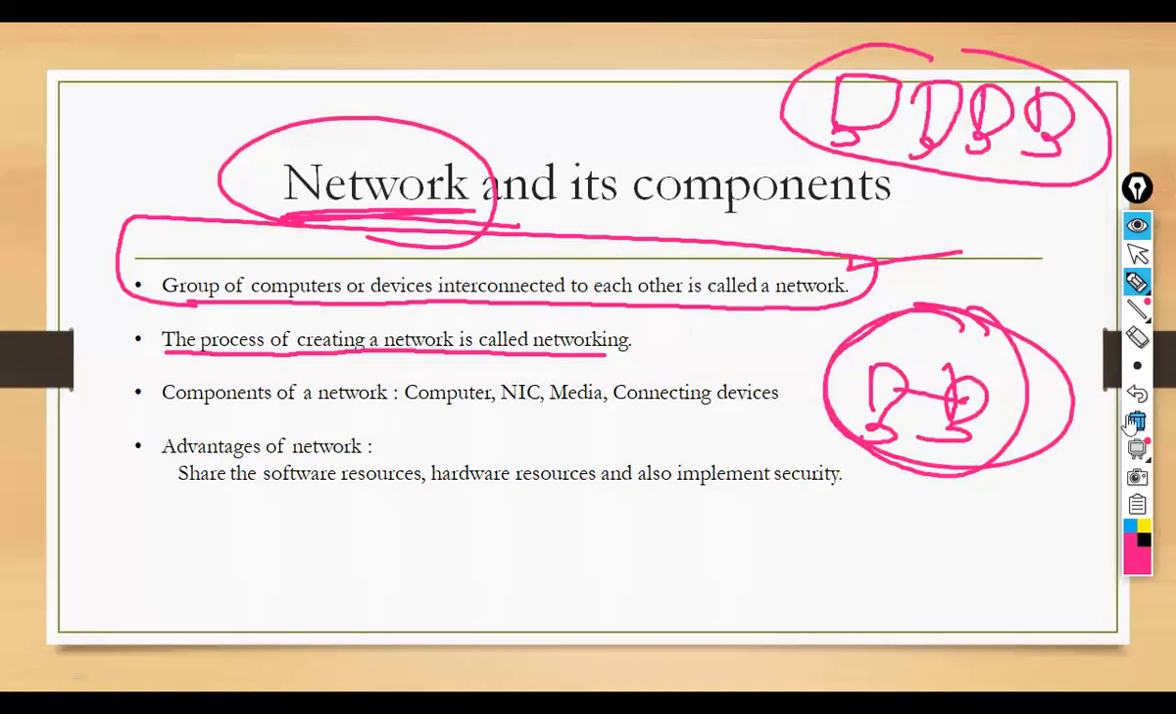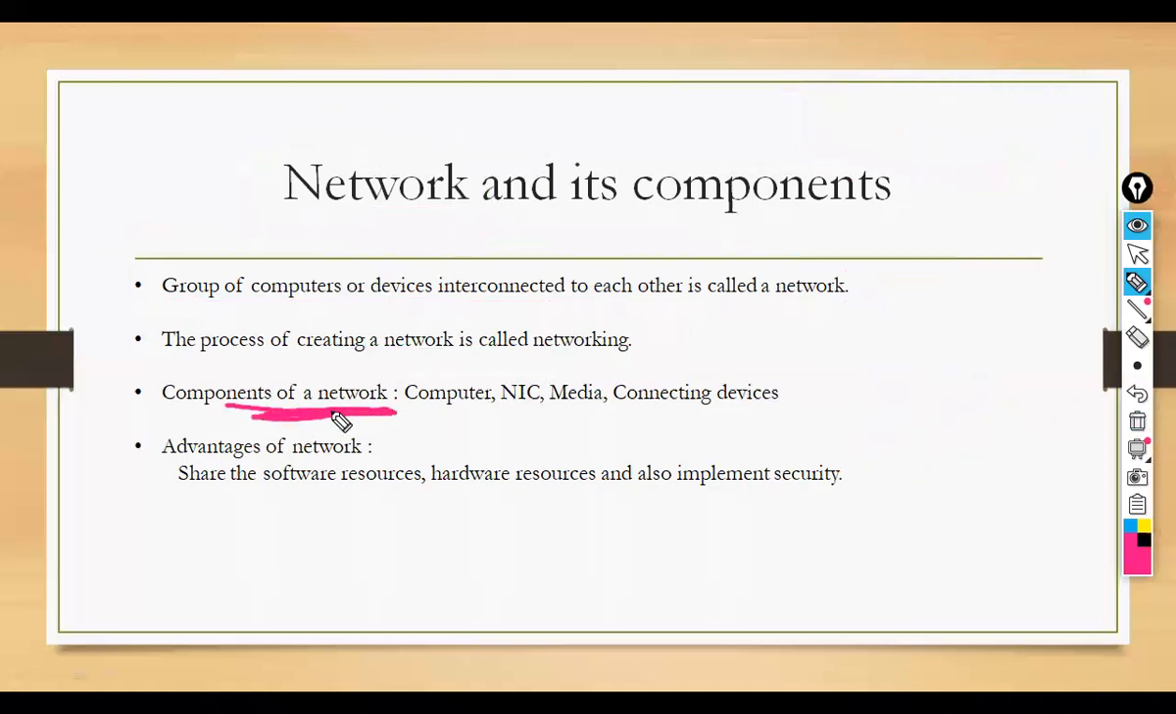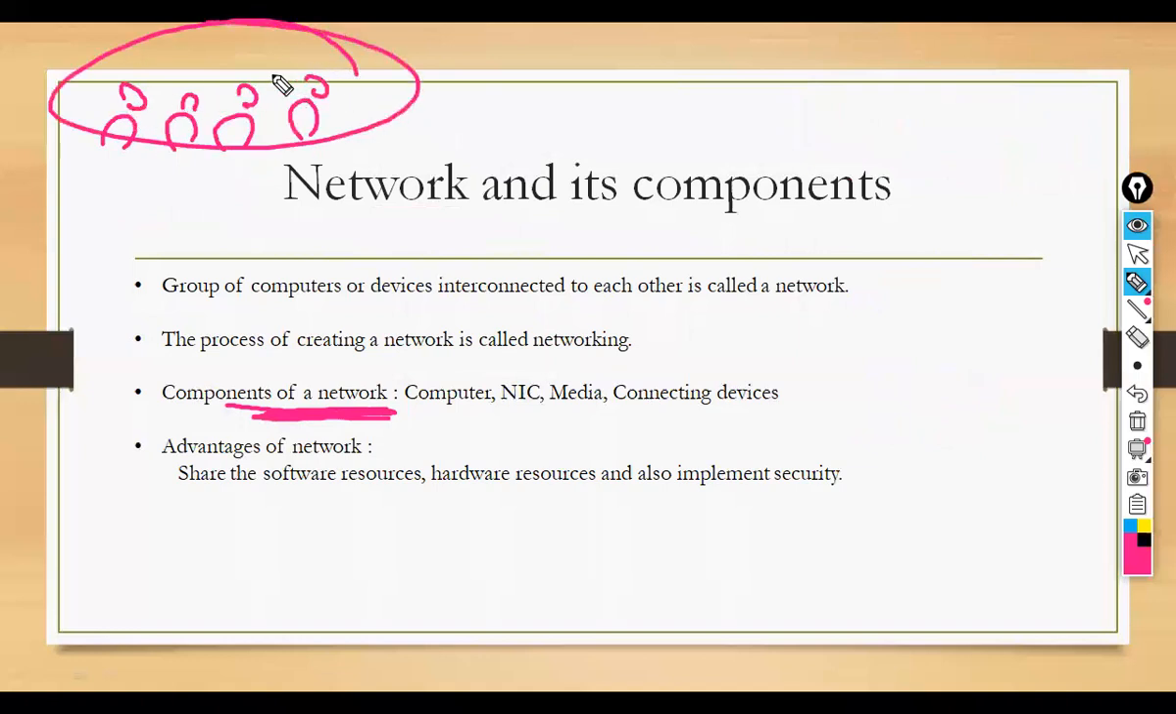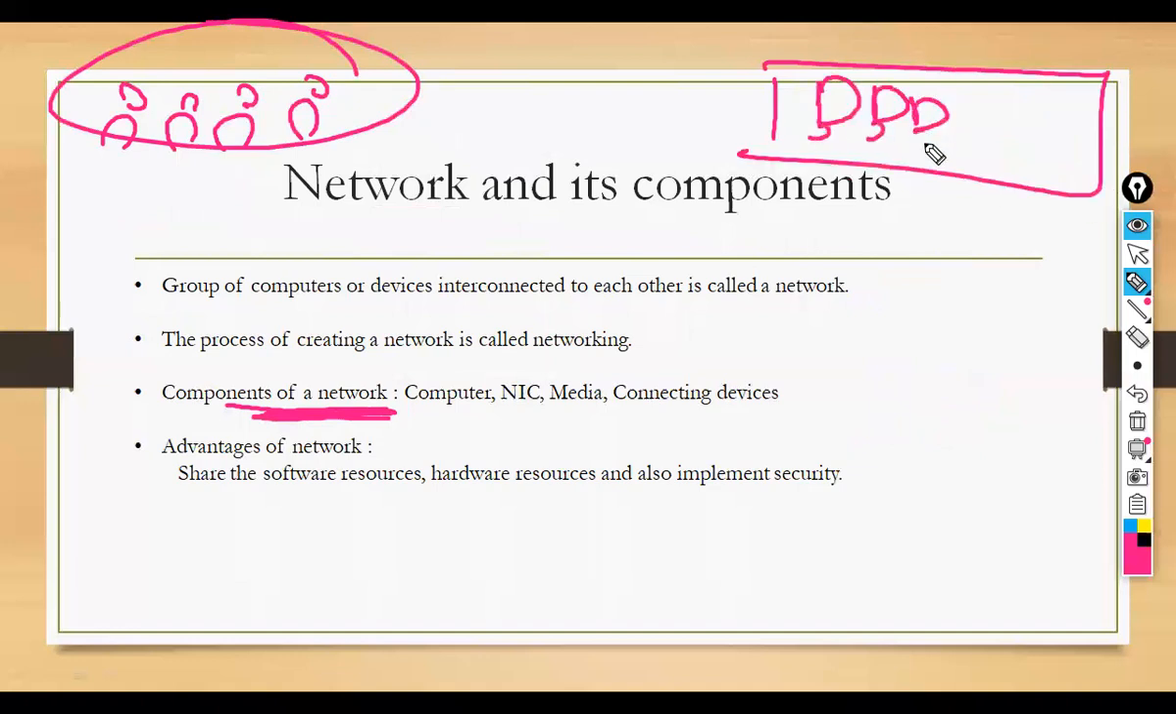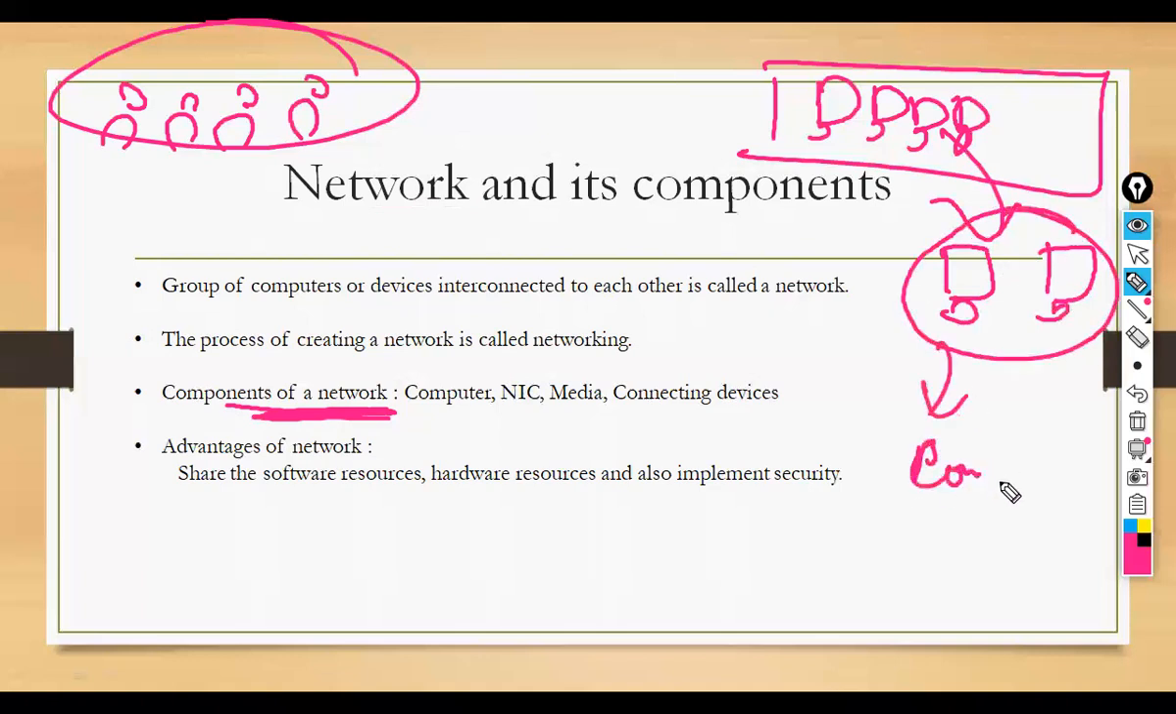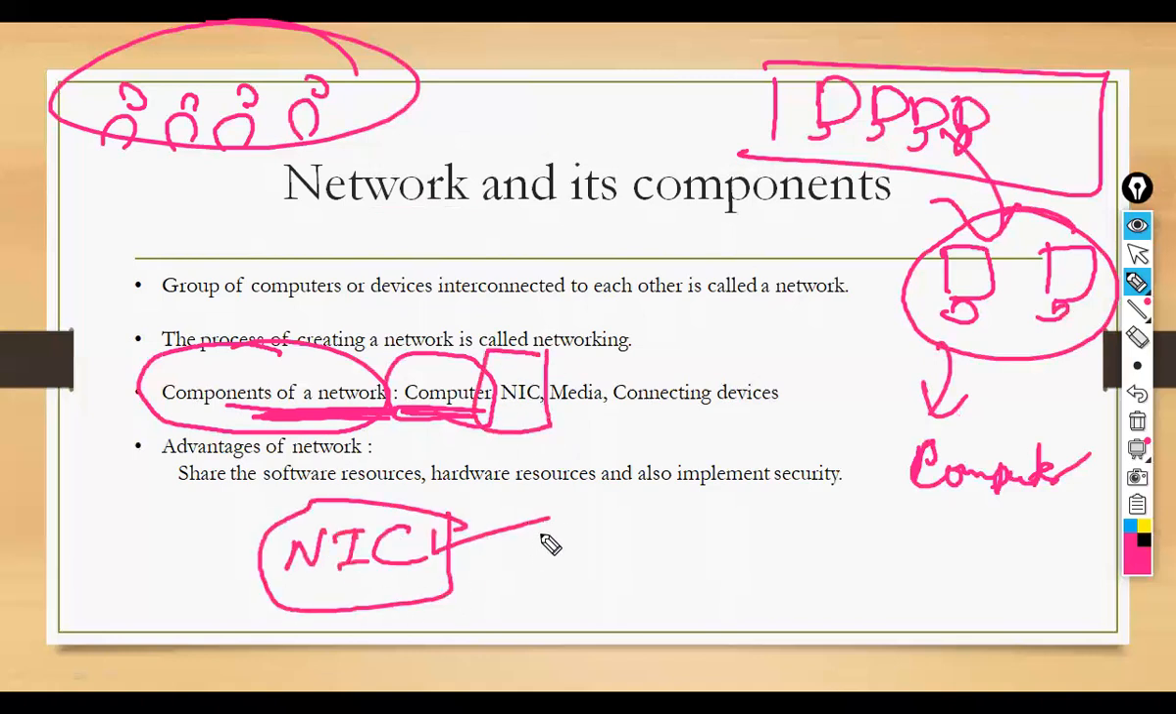Now you got components of a network. So if I tell you this is my friends network, definitely we'll have friends, right? Similarly, if I tell you that this is a network, definitely at least 2 devices should be there. So this is one device and this is another device, or in particular we will be talking about computers. So the components of a network, the first component is a computer. Now the second component is called NIC. Have you heard of the term NIC?